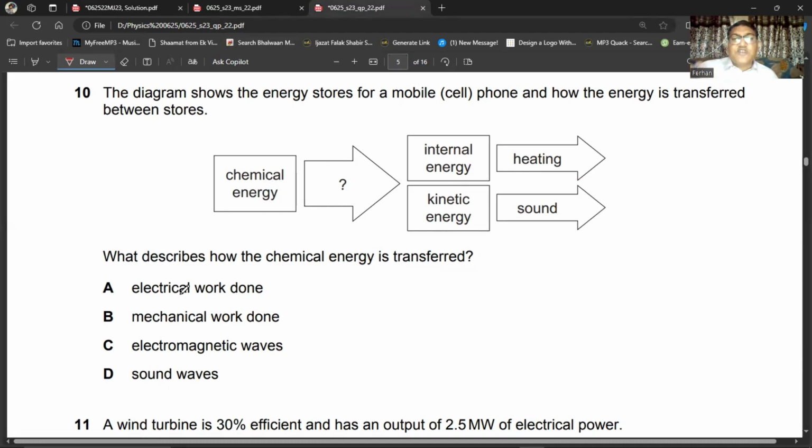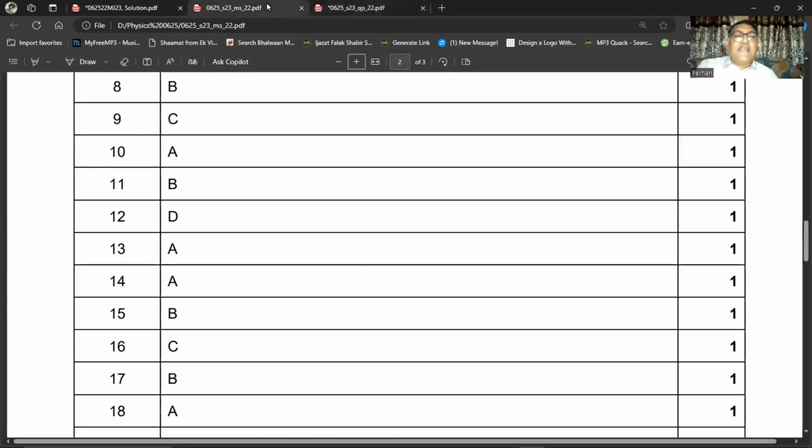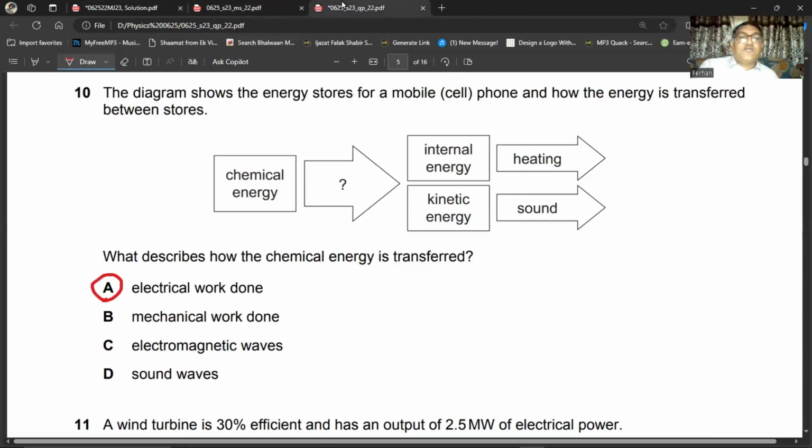The question is, what describes how the chemical energy is transferred? By the battery, by the electrical system. So I think A is the option. Question number 10, A is the right option, sir.